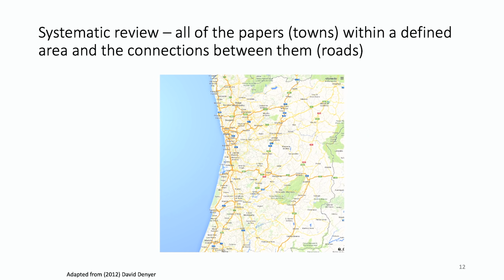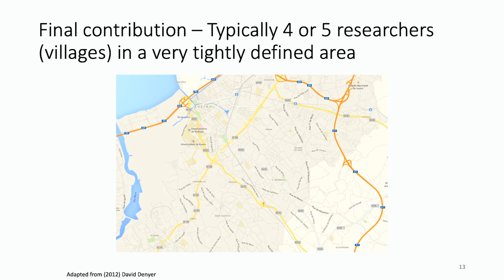And as you narrow down, you will look at the towns within a defined area. So you narrow down to an area, and you see what is the exact connection between those papers. You look at the towns and the roads between them. So it's much more regional, and that's where you start your systematic review. And the final contribution is that you typically find 4 or 5 researchers, which are, for example, villages in a very tightly defined area, that are the core to your work. So you find specifically where you sit. So you narrow it down.